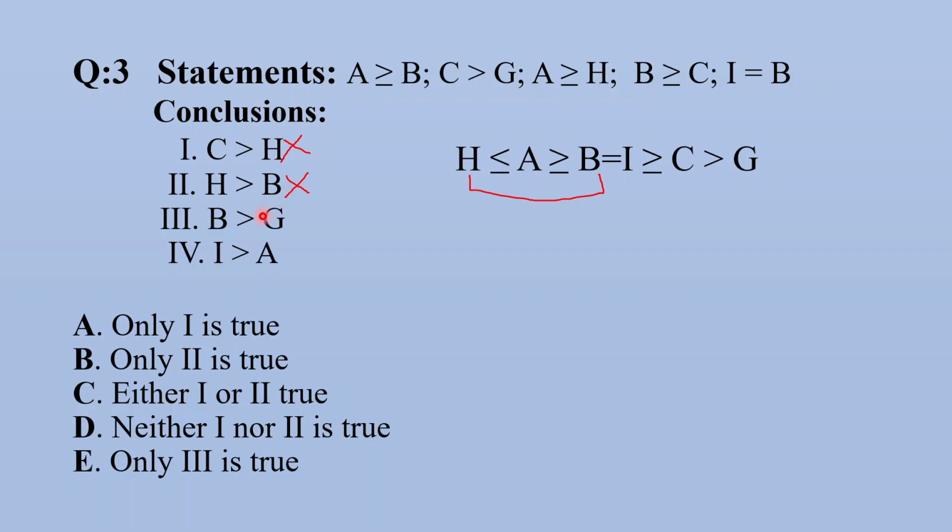Now let's move on to conclusion 3. B is greater than G. Okay, let me first erase this. B is greater than G. So here you can see that B is greater than equal to C and C is greater than G, which means B is greater than G. So our conclusion 3 is right.